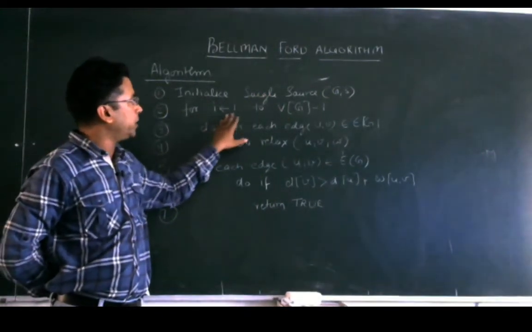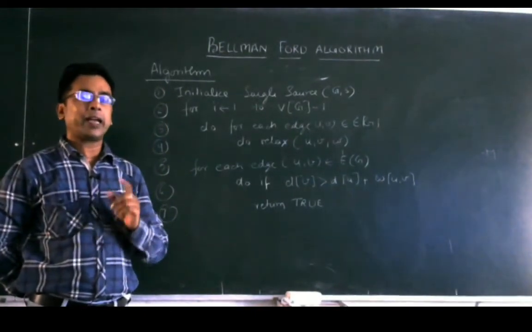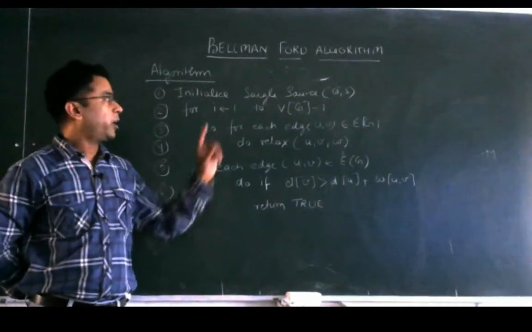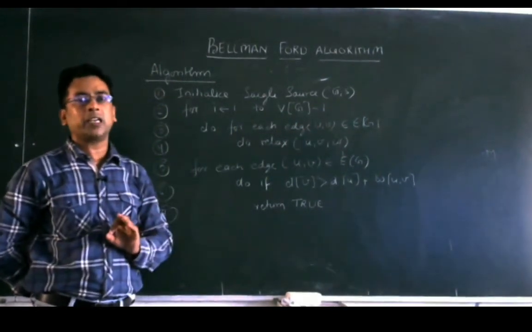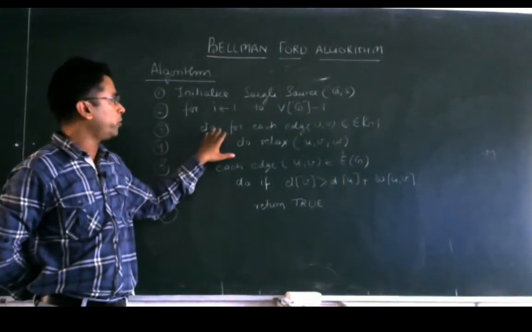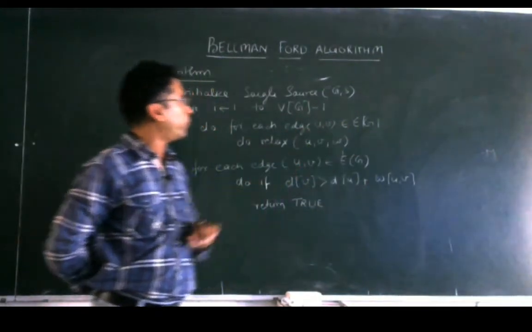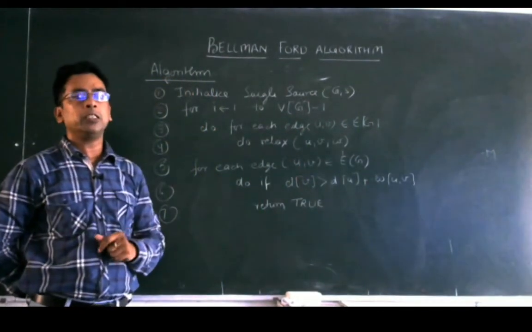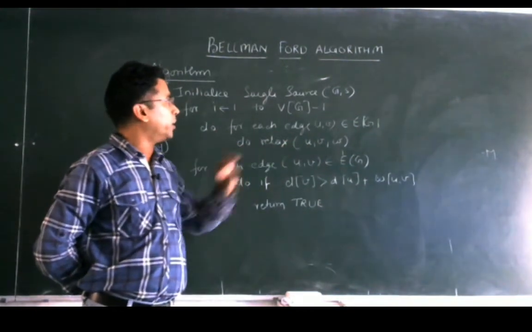After that, for i equals 1 to |V| minus 1, that is, for all the vertices except the source vertex, we start a loop. And what we do in this loop: for each edge (u, v) belonging to E, for every edge we relax (u, v, w).